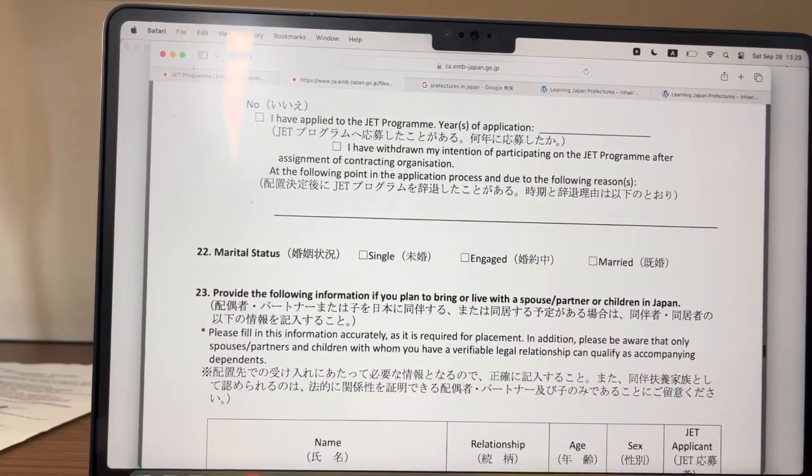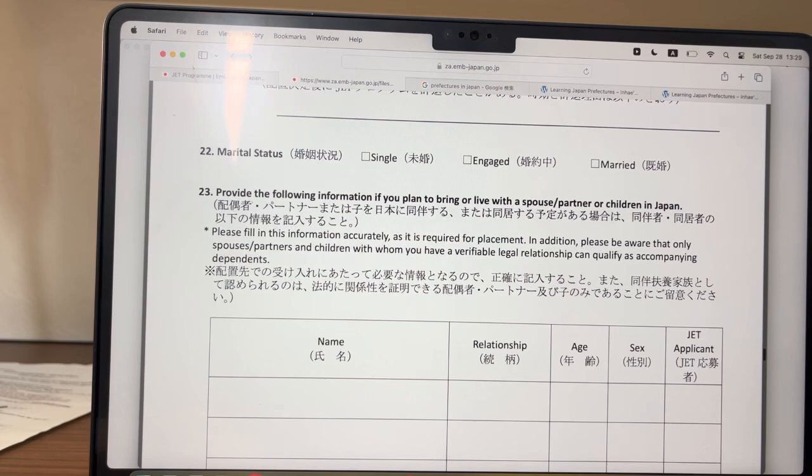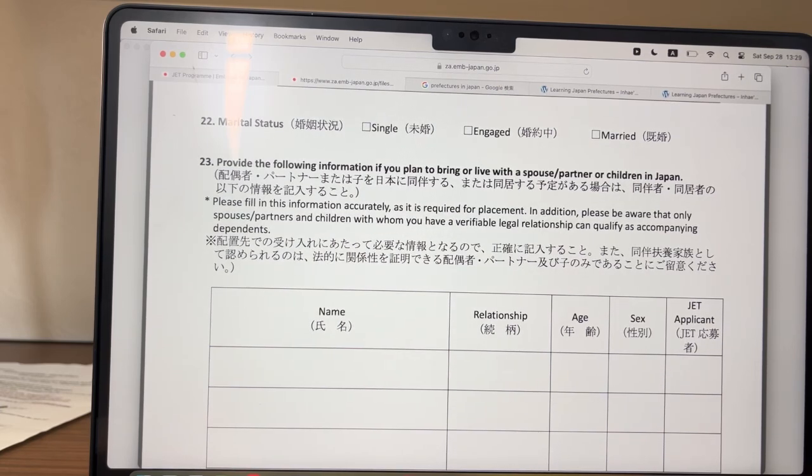And then we move on to number 22, marital status. If you're single, you tick. If you're engaged, you tick. If you're married, you tick. Okay. Provide the following information if you plan to bring or live with a spouse or partner or children in Japan. Please fill in this information accurately as it is required for placement.